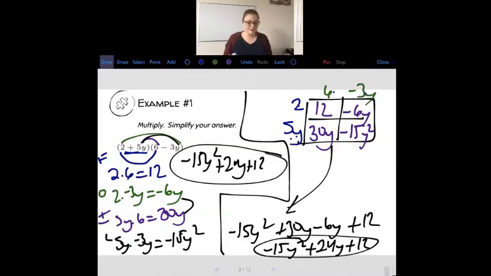Okay, you can also think of it as distribution where you would take 2 times 6, 2 times negative 3, 5y times 6, 5y times negative 3y. So there's multiple ways to go about doing this problem.